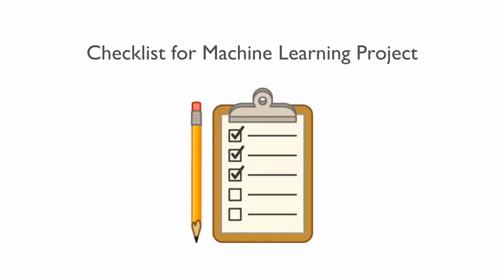A typical machine learning project consists of a sequence of tasks. Let us understand this using a checklist. The first step is to look at the bigger picture. When we are given an objective of a machine learning project, we first understand the business objective and how the business expects to use and benefit from this model.